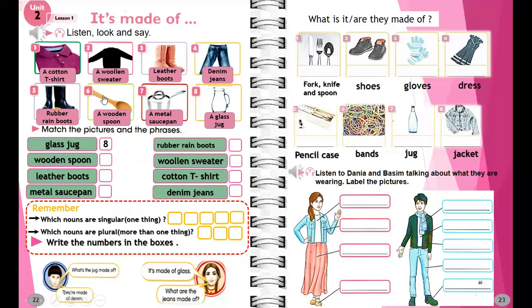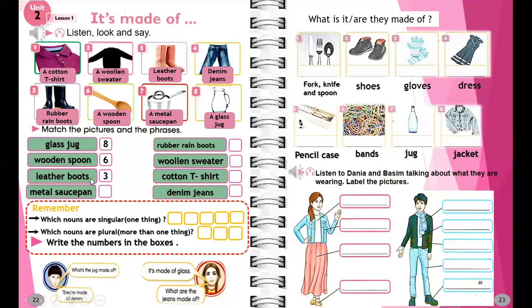Wooden spoon. It refers to picture 6. إذن هذه تشير إلى picture 6. You should write 6 inside the square. Leather boots. البوت الجلدي. This sentence refers to picture 3. Leather boots. هذا هو البوت الجلدي. Leather boots. طبعا هوني boots هذه تأخذ بصيغة الجمع. لازم دائما تكون بصيغة الجمع.